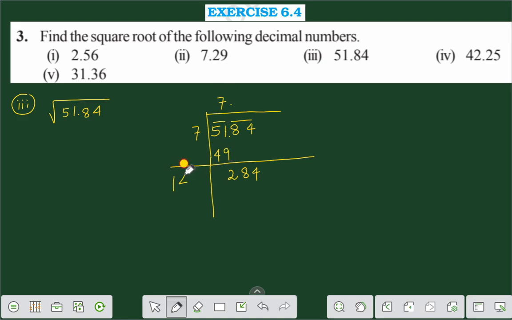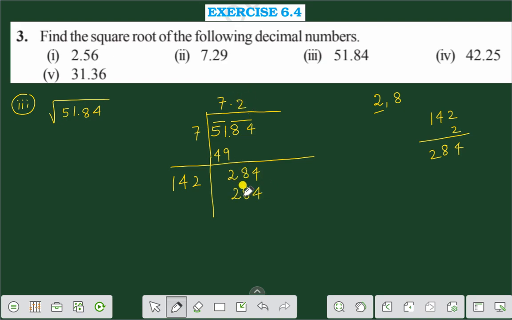It is 4. Right? And the last unit digit is 4. Therefore, it will be multiplied either with 2 or 8, because 8 eights are 64. First, we'll try for 2. That is 142 with 2. 2 fours are 8, 2 twos are 4, 284. Therefore, it will be 2. 142 with 2, and the value is 284.